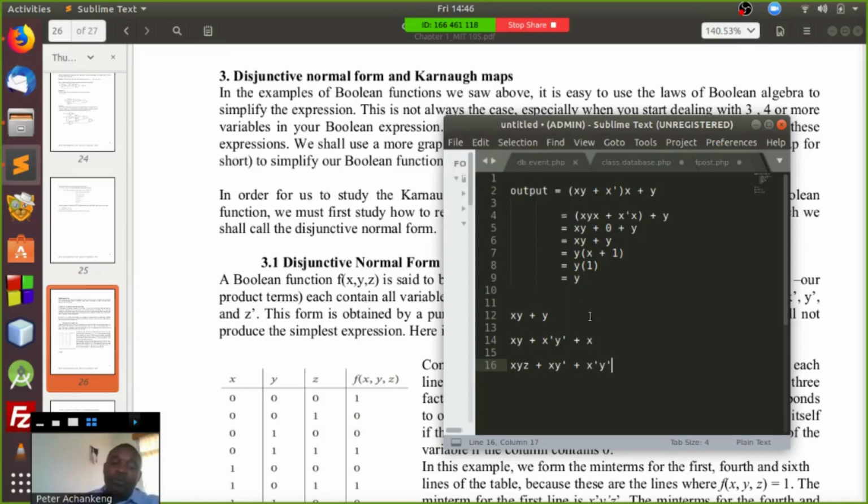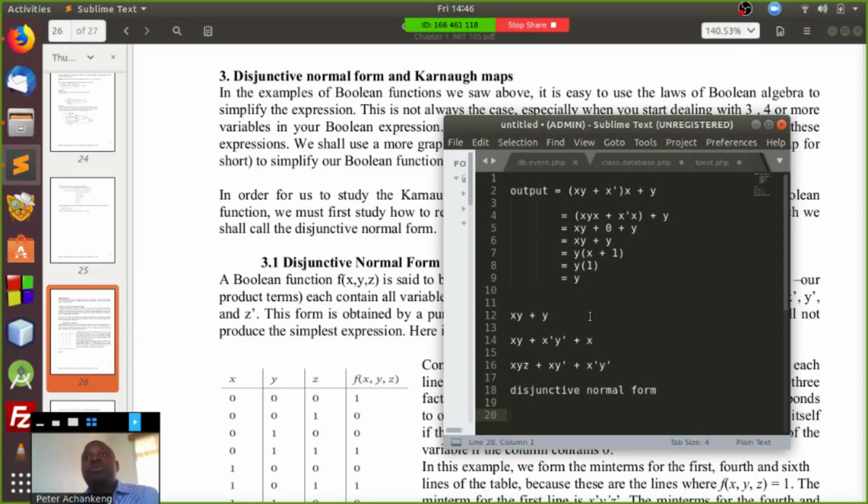So now we are left with a challenge. How can we transform an expression which is not in disjunctive normal form to become an expression in disjunctive normal form? To get a disjunctive normal form, we are going to exploit the following Boolean expressions.